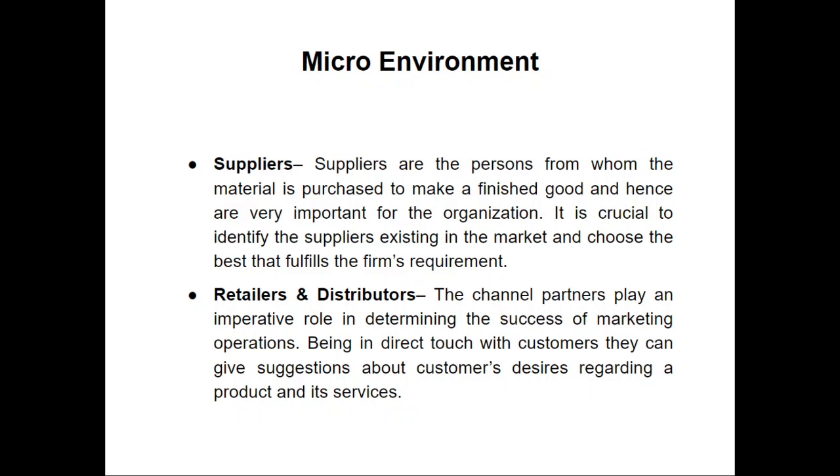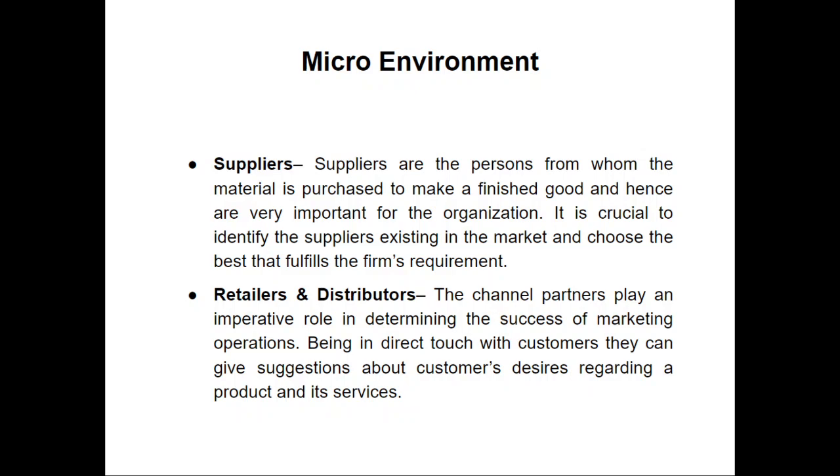The next element of micro environment is retailers and distributors. Retailers and distributors, we mean here the channel of distribution and the channel partners. It is these people who are going to take the finished product from the company to the end consumer. The channel partners play an imperative role in determining the success of marketing operations.